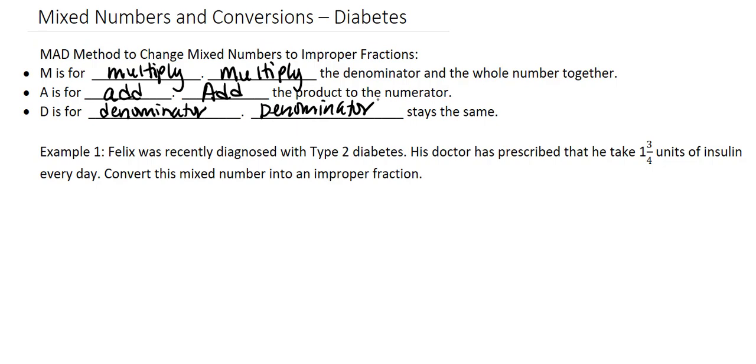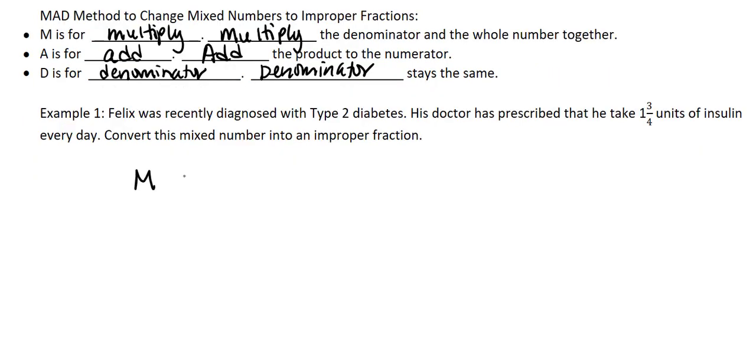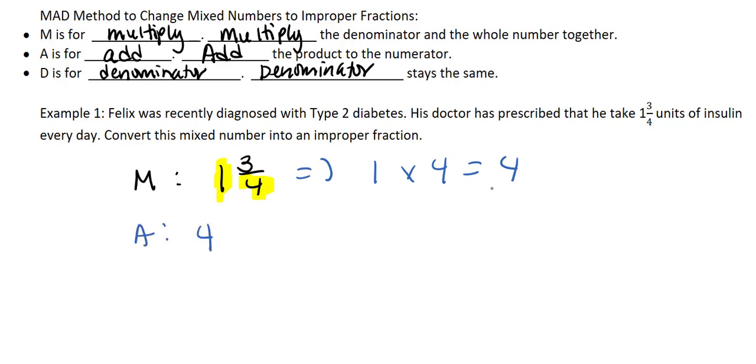stays the same. So example 1: Felix was recently diagnosed with type 2 diabetes. His doctor has prescribed that he take 1 3/4 units of insulin every day. Convert this mixed number into an improper fraction. So when we look at M, we're going to multiply this 1 and this 4 together. So we have 1 times 4, and that's 4. So A, we're going to add the product, take this 4, and add it to this 3. What does that become? Well, that becomes 7. So that becomes our new numerator.